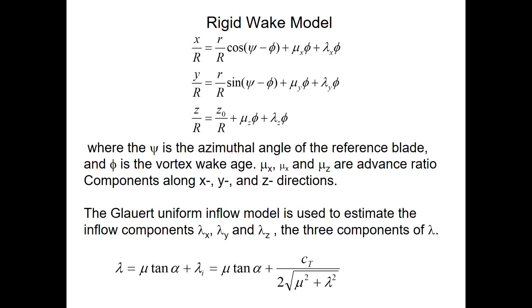In the z direction, you have a downward directed induced velocity plus a free stream velocity, Glauert inflow. If you only use a Glauert inflow, you get a constant downward lambda, then you get a nice rigid helical structure. So this is the rigid wake model.